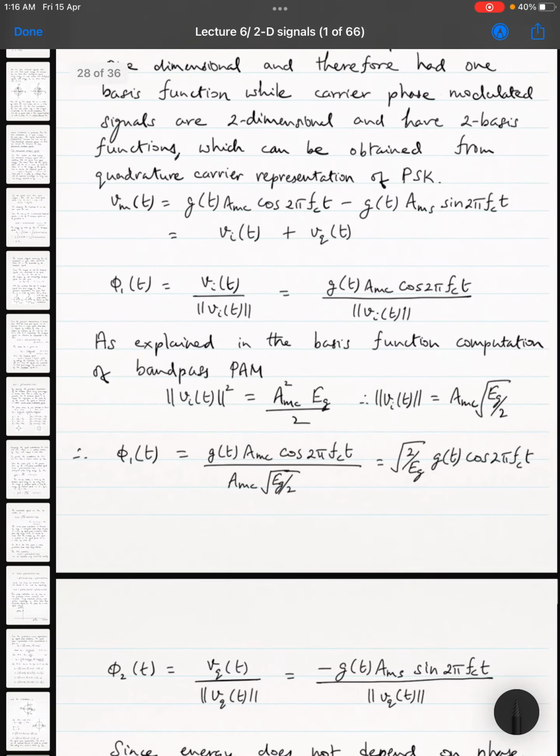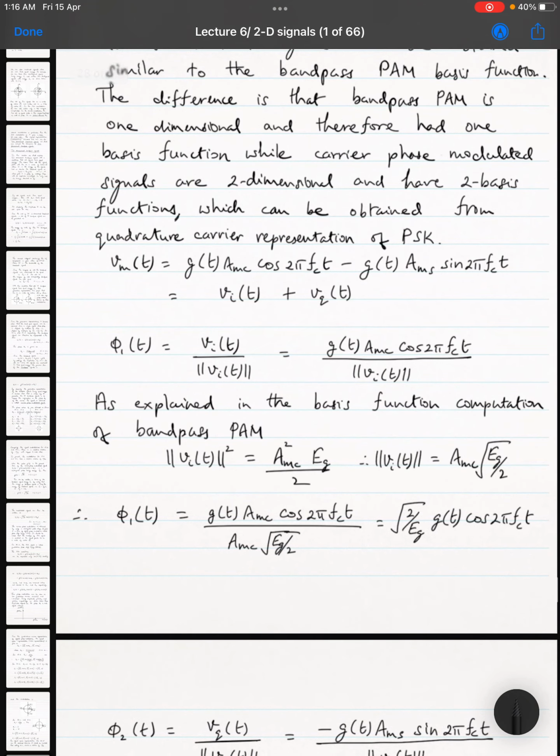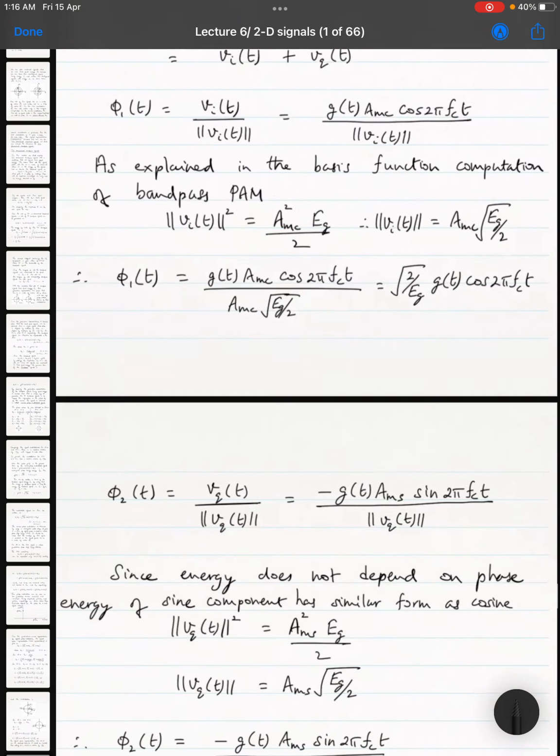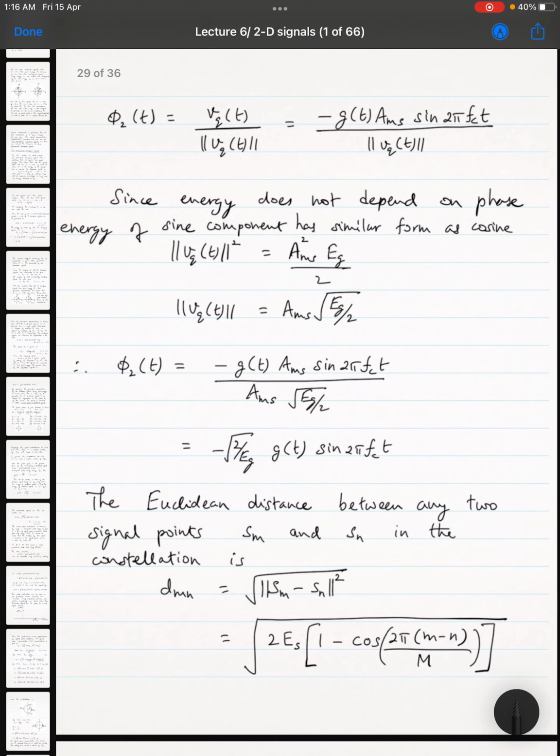So we'll have the same notation, right? So just as we had here, Amc Ag by 2, and so we ended up with this, the Amc anyway cancels out. Similarly, for the quadrature component, we'll have it in this form, and the Ams and Ams will cancel out, so we end up getting this as our second basis function.